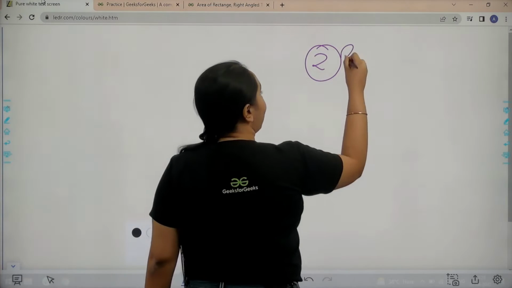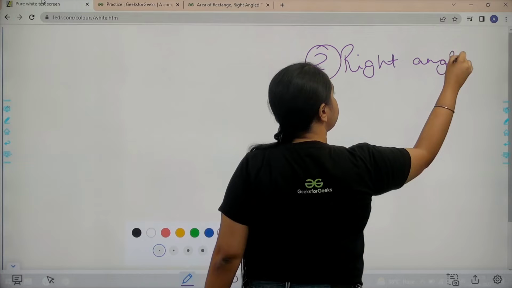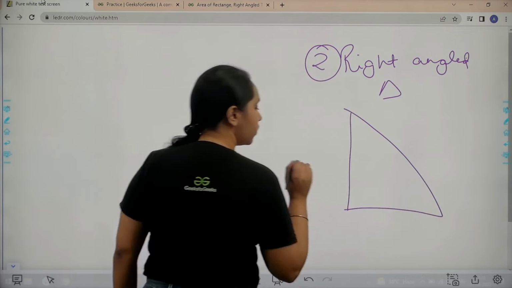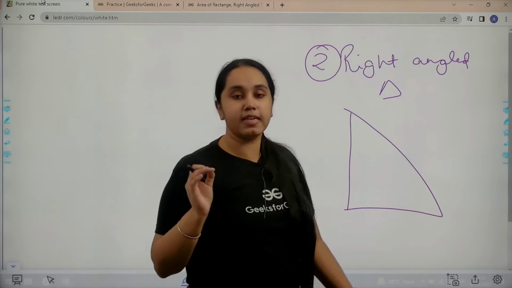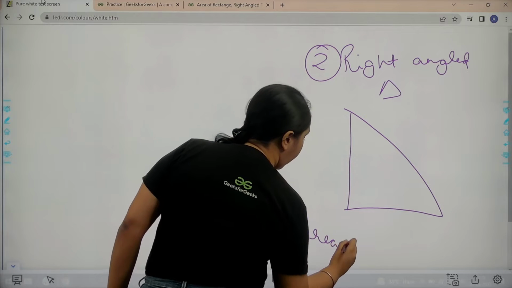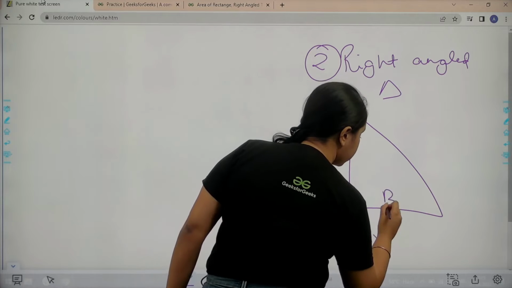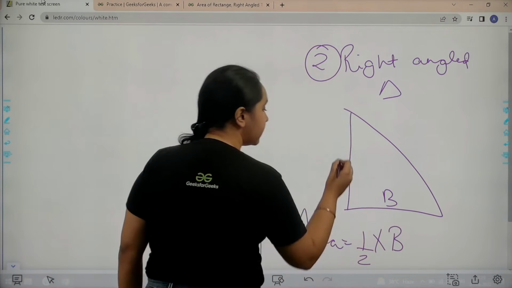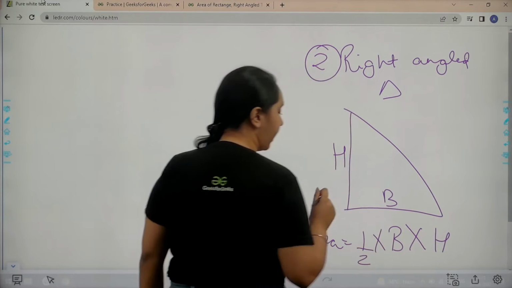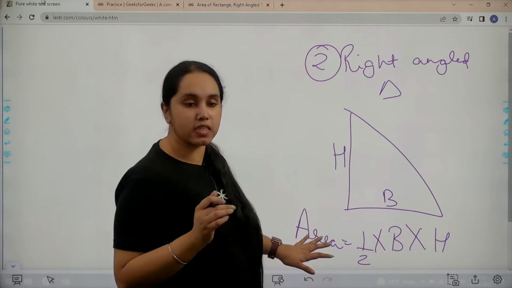The second one is a right angled triangle. It looks something like this, and I need to calculate its area. Its area is half into base into height. The base is this, and this is the height. So half into base into height is the formula for a right angle triangle. We need to apply this formula.